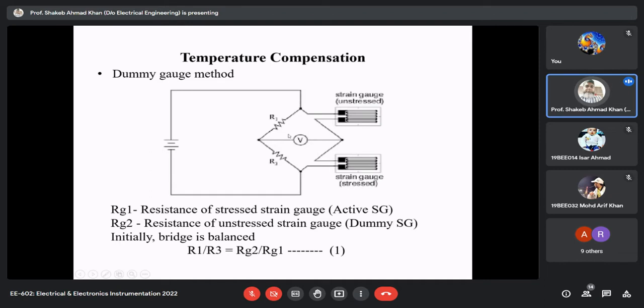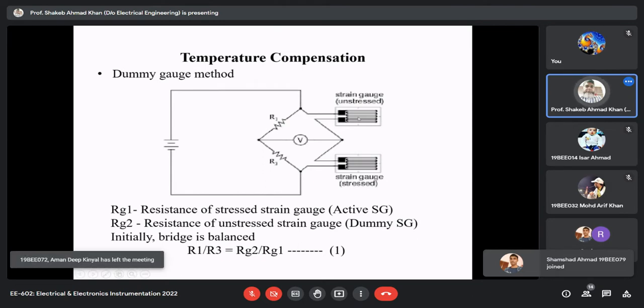I'm repeating, please listen carefully. If you are having any doubt, you can ask. So in this case, the situation is like this. The response, that is the voltage across the detector arm, will change only when there is a change in resistance in any one of these two strain gauges. And if there is an equal amount of change in both the strain gauges, I'm talking about the resistance change, because of any reason, then this output will not change.